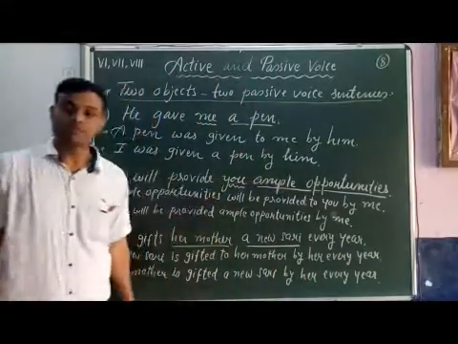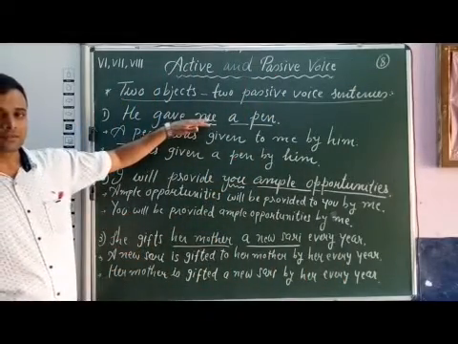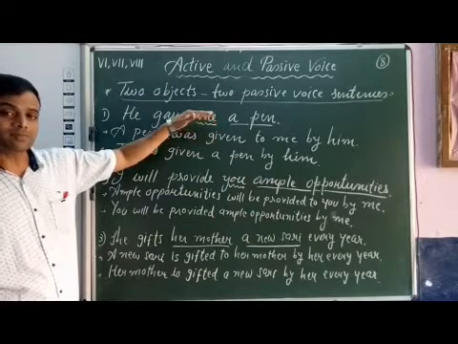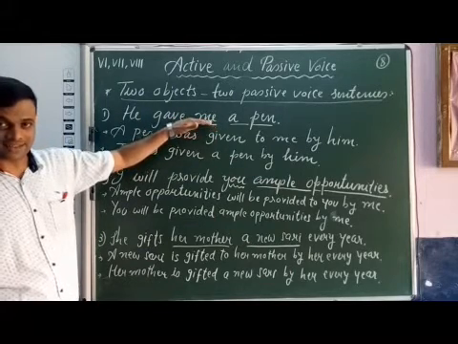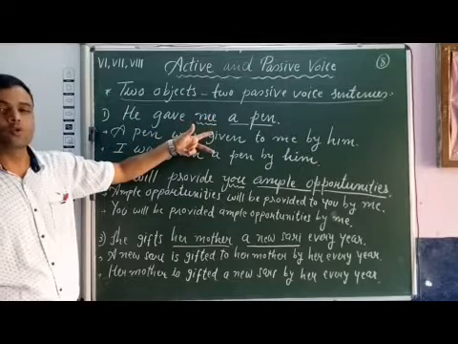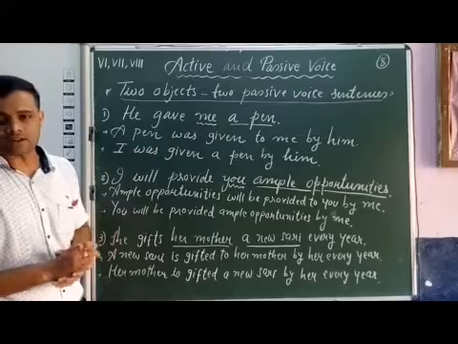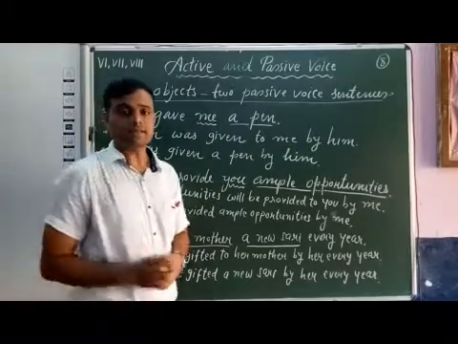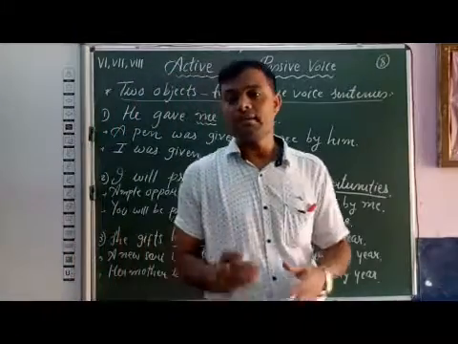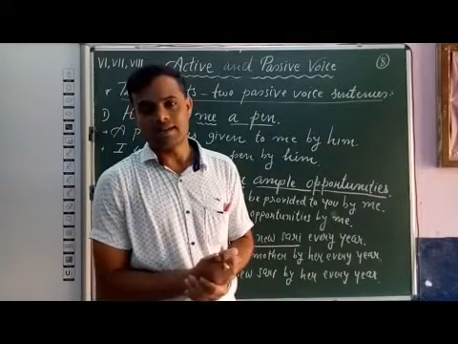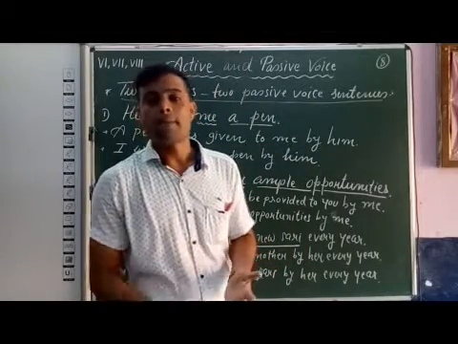So you can see three sentences. They have two objects, so we have transformed these three sentences in passive voice in two ways, by using direct object and by using indirect object. Students, I hope it is understood to you, and you can practice such sentences from your practice book.